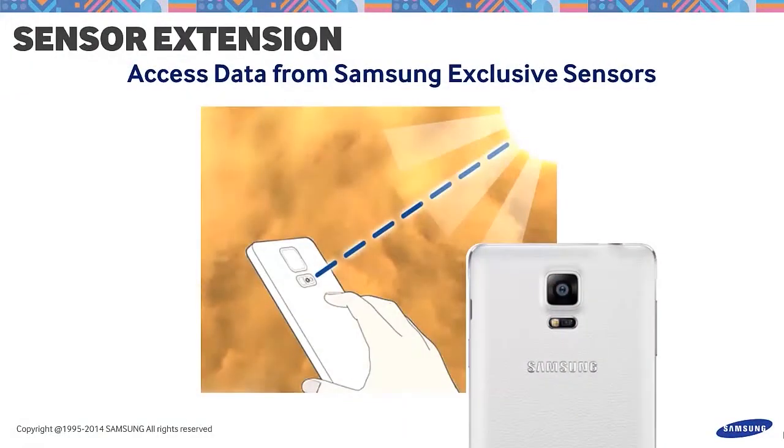Sensor Extension allows users to access meaningful data from all sensors found in Samsung devices. Samsung smart devices have all Android sensors, such as motion, environmental, and position sensors. The Sensor Extension SDK supports the ultraviolet index. It enables the measurement of UV rays. This SDK is hardware dependent.